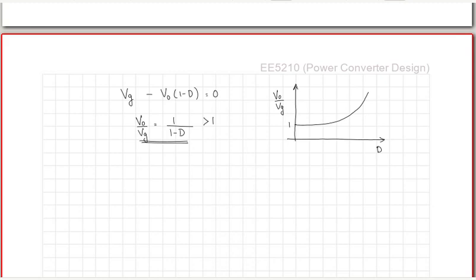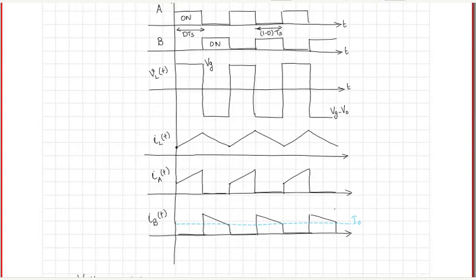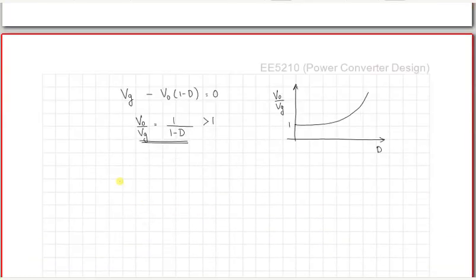So what is the next step? We need to write down expressions for the current ripple in this converter. So what is the current ripple? Delta IL, as usually is done, is the slope in any interval times the time period. So during the first interval, when the switch is on, the voltage is Vg. So the slope of the current is Vg divided by L, and therefore you have delta IL as Vg by L times dTs.